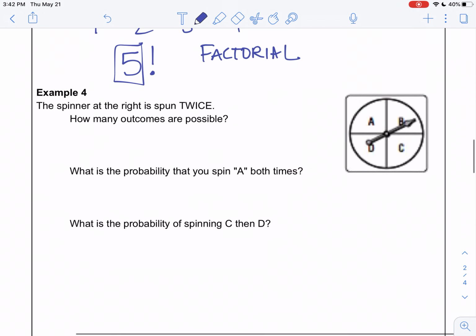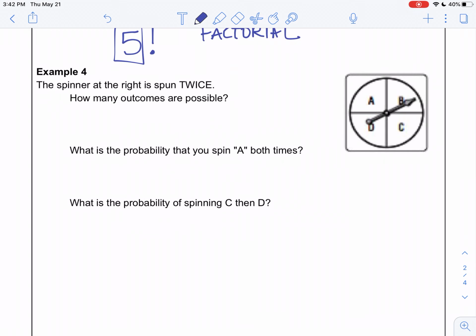All right, so cruising on. The spinner at the right is spun twice. How many outcomes are possible? Okay, so if we're spinning 2 times, the first time through we have 4 different choices, A, B, C, D. Second time through we have 4 choices. 4 times 4, we have 16 different choices.